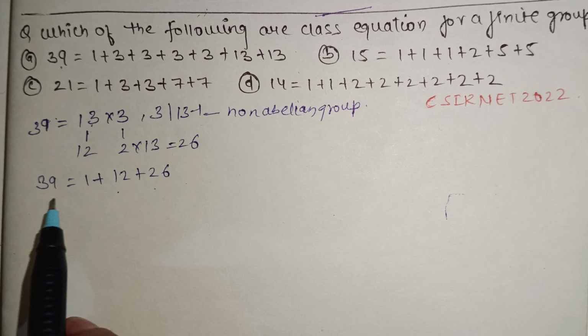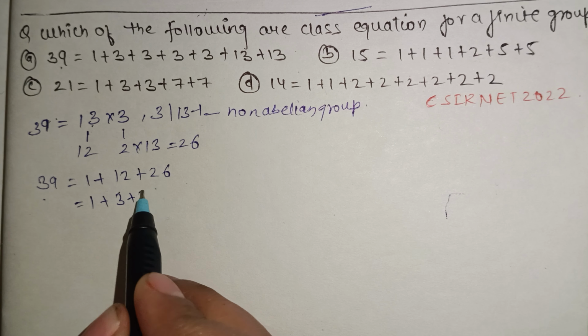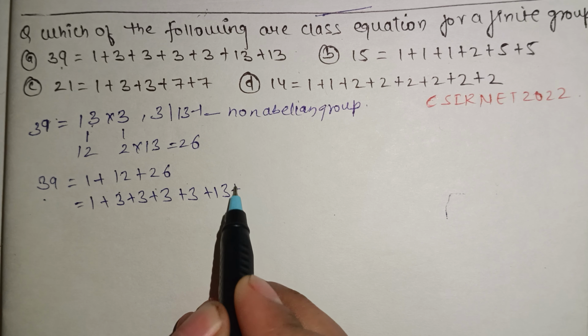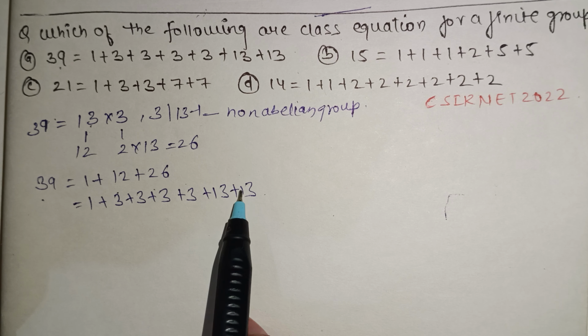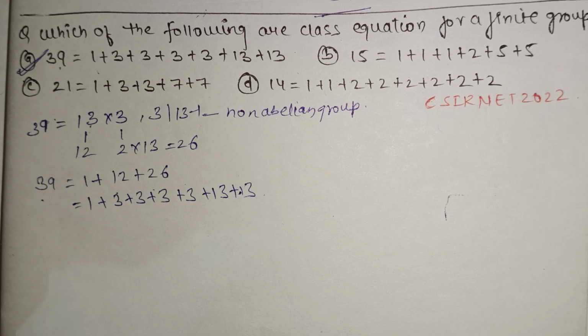As 12 and 26 do not divide 39, it can be split as 1 plus 3 plus 3 plus 3 plus 3 and plus 13 plus 13. So we see this matches this. So this is correct. This is the class equation of order 39.